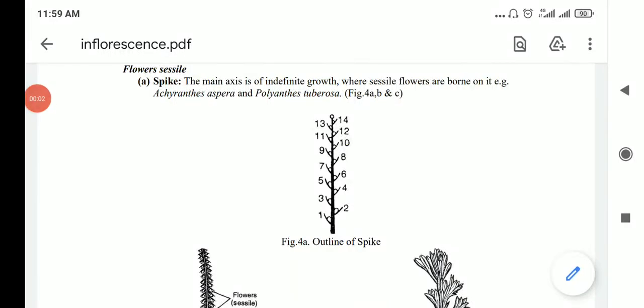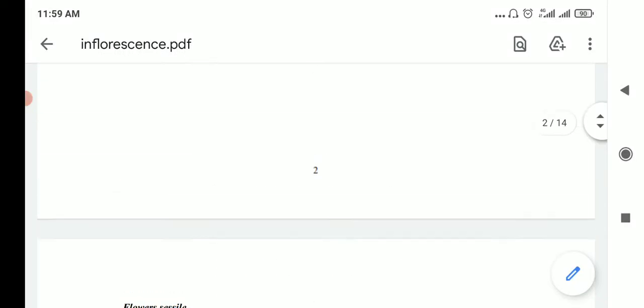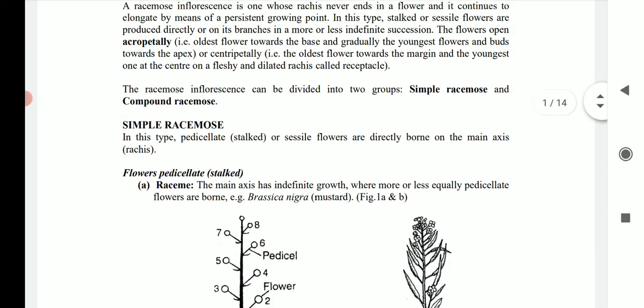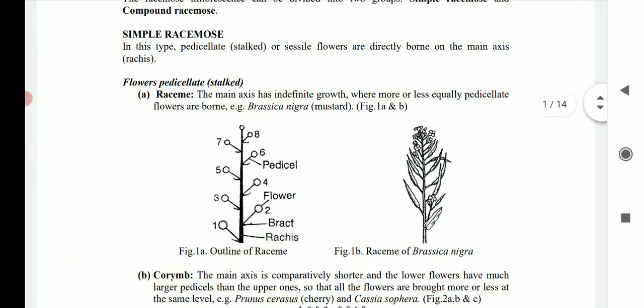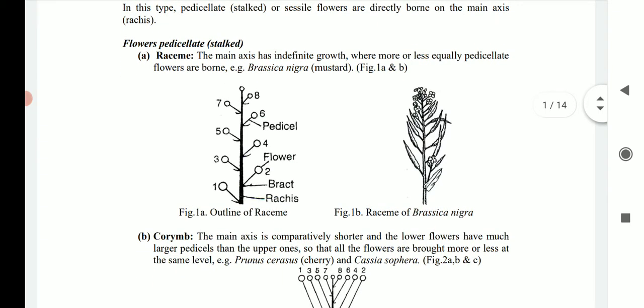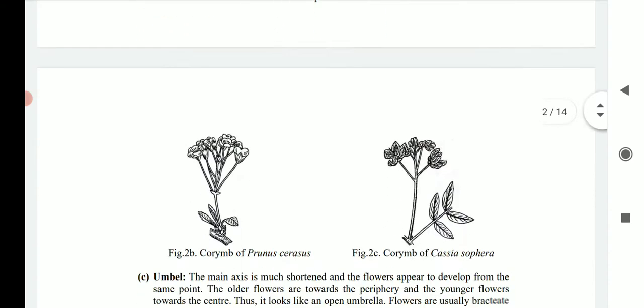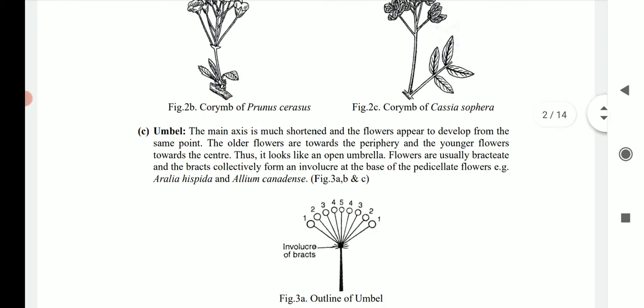Okay, so in the live online class, remember, we had done the raceme type of the simple racemose. We got the raceme, remember, example was the mustard, then we got the corymb, example was the cherry, Prunus, and then we got the umbel, example was your onion and garlic.